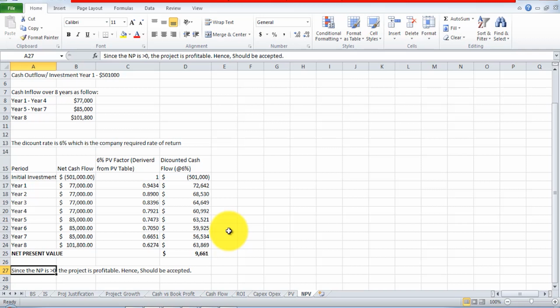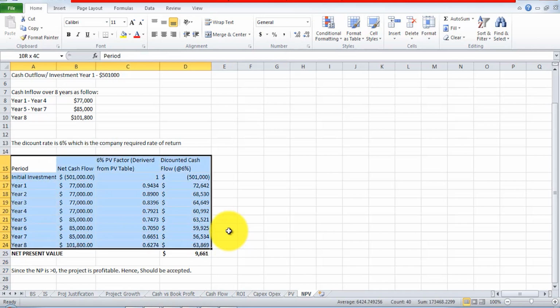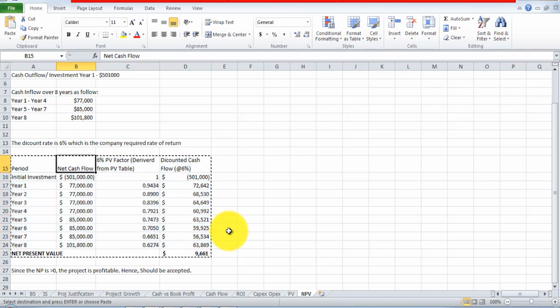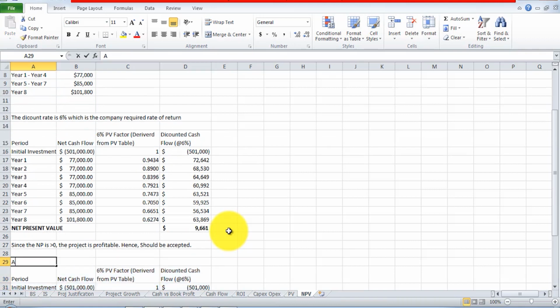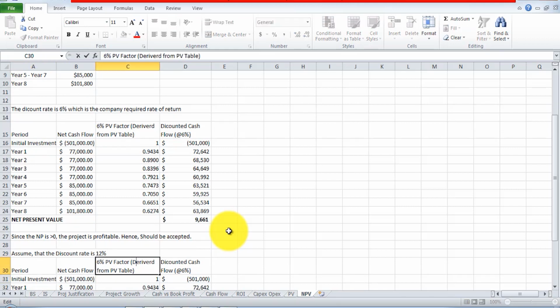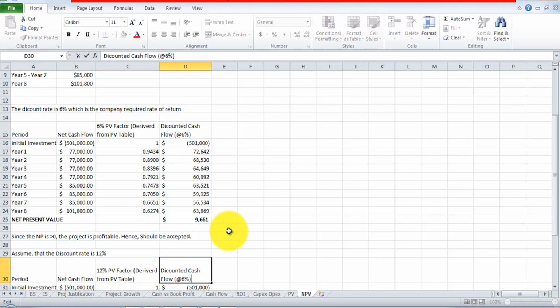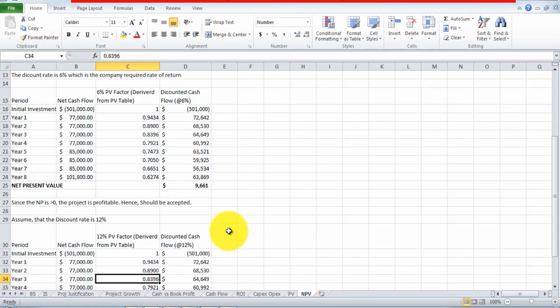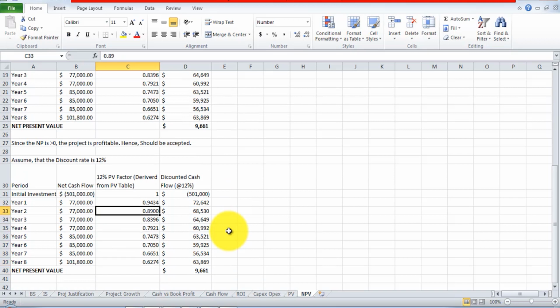Now let us try to figure out what would have happened if you had taken a different discount rate, just to get one more tweak in the whole scenario. We'll use the same formulas over here. The only difference is that we'll assume the discount rate is, we'll just double it up, 12%. So we have discounted cash flow at 12%. That's all. These numbers are going to change, the rest of the things remain the same.